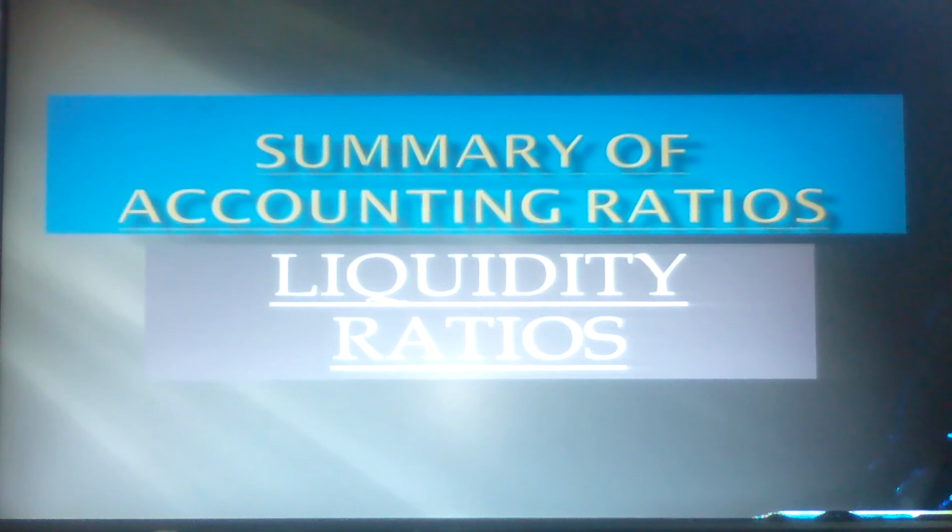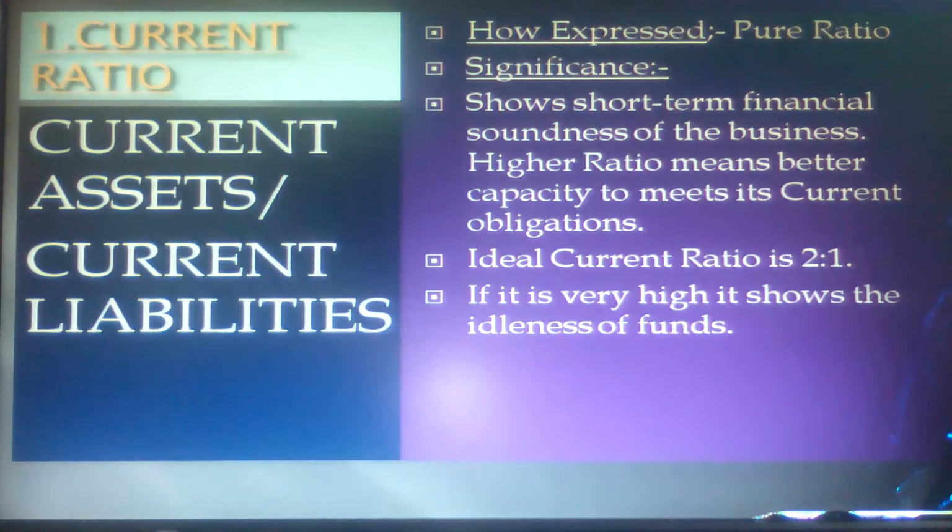Okay, now you are going to see a summary of accounting ratios. The first one is, as you know very well, liquidity ratios. Under liquidity ratios, the first one is the current ratio, correct? So current assets divided by current liabilities. Whatever the numerator and denominator, how you keep the formula, that is very important. So current assets divided by current liabilities.